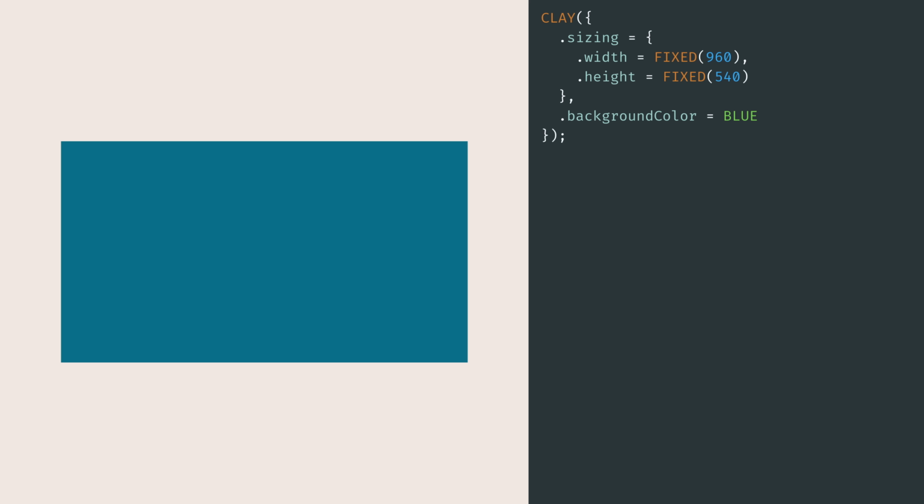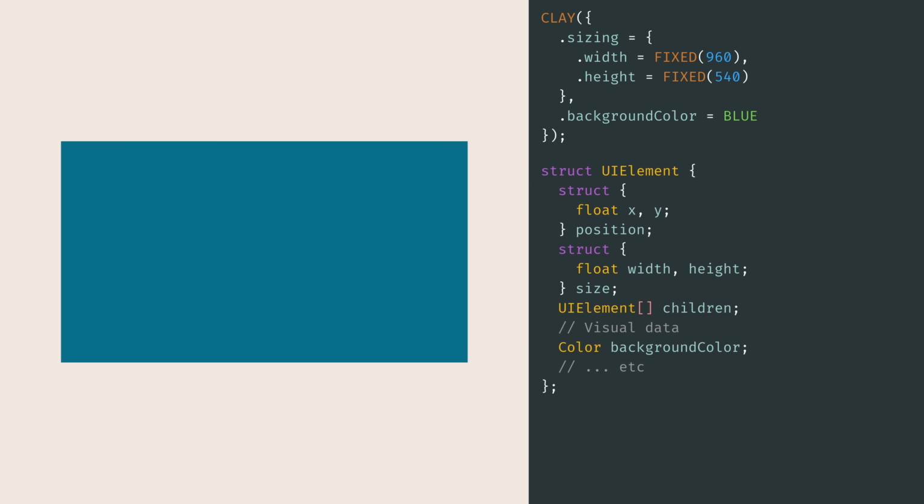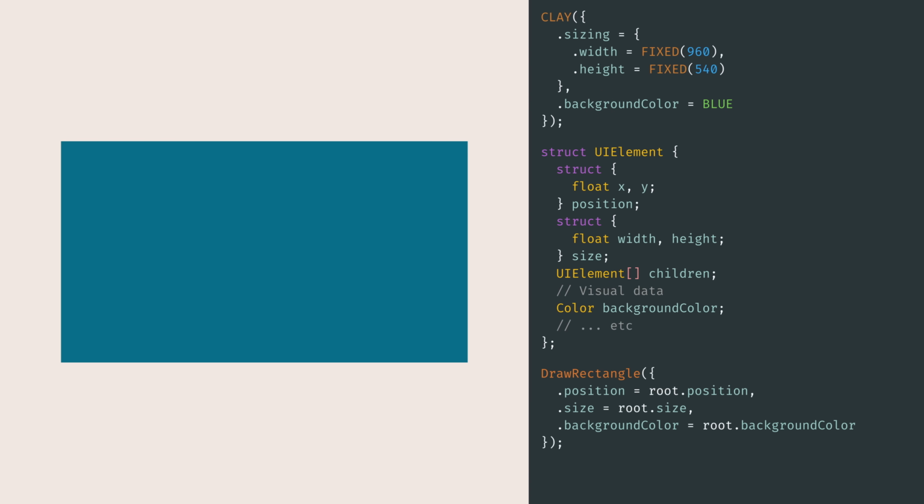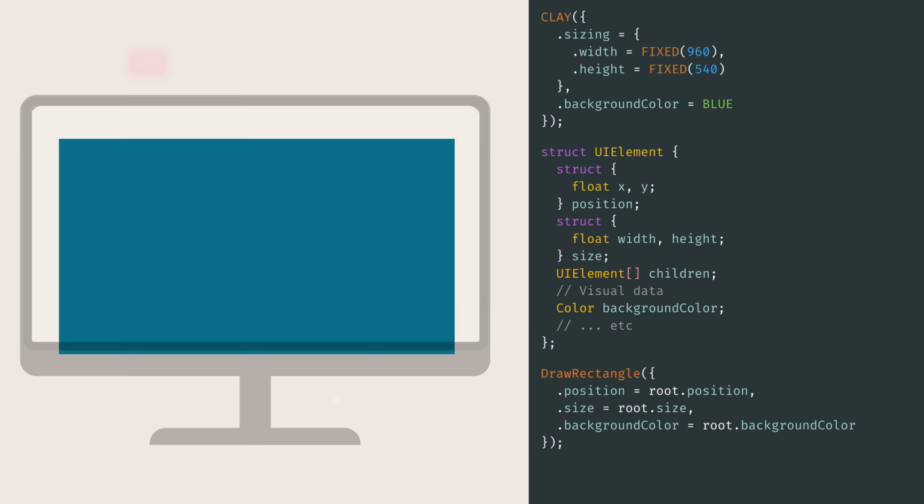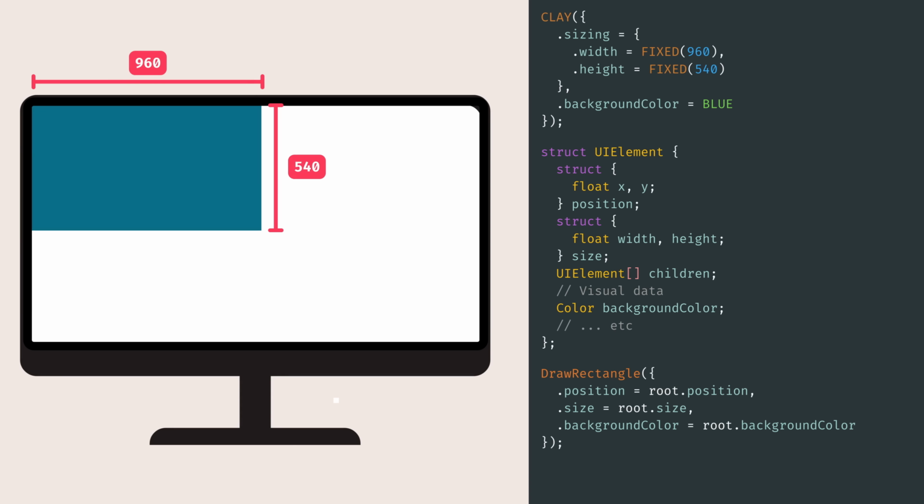Internally, the representation for our hierarchy is extremely simple. Each of our layout elements is represented by a struct which has a size, a position, an array of other UI elements as children, as well as some visual data like the background color. And so to draw our simple UI to the screen, we just take the data from that one element and call our drawRectangle function with the fixed dimensions at position 0, 0, which is the top left corner of the screen.